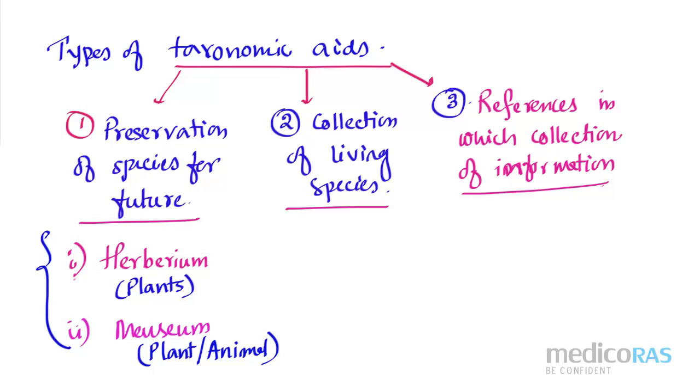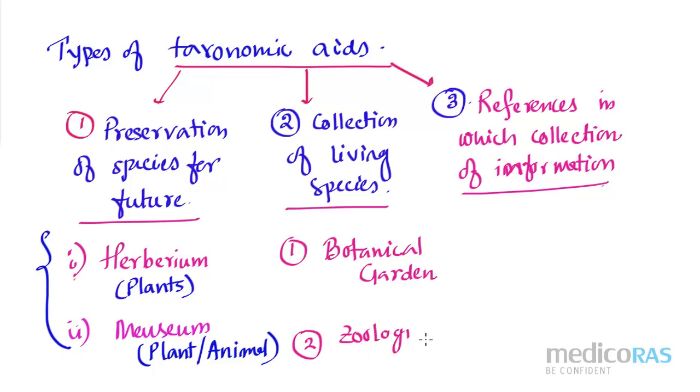Fine. Next, come to this point, collection of living species. So where do we collect? We have botanical garden. Yes, botanical garden we have. Again, we have zoological park. Correct. Zoological parks, we know that is the zoo, right? Like Banarghatta Zoo we are going to collect some animals. And if we are considering the botanical garden, then definitely it is for the plants.